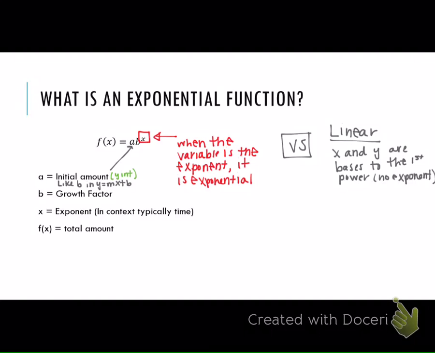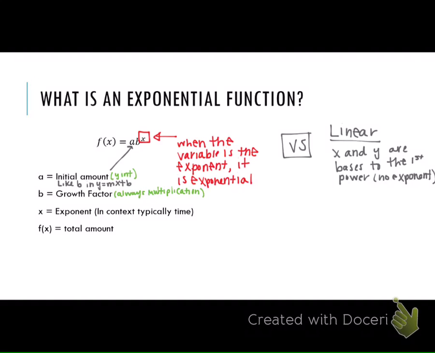The growth factor is b, which is kind of like the slope. Growth factor is always multiplication. It might look like division to you guys sometimes, but we can change that to multiplication by making it a fraction. So it's always multiplication, whereas in a linear, it's always addition or subtraction. So that's the difference there. This is kind of like the slope in y equals mx plus b.